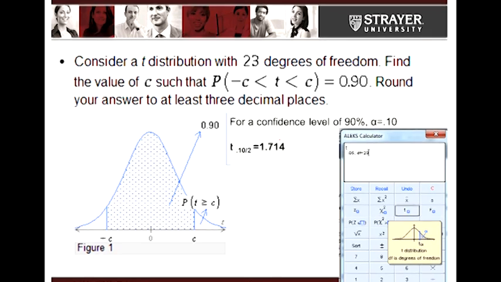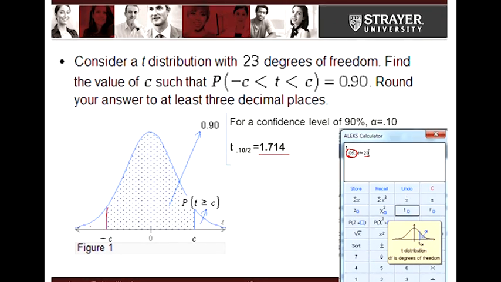Okay. So this is the other half of that same problem. Consider a t-distribution with 23 degrees of freedom. Find the value of c such that the probability of between negative c and positive c is 0.90. This is essentially a confidence interval. So they're asking you to find essentially the confidence interval for a 90% confidence level. Because that's what the concept of a confidence interval is. So here's 0.90 in the middle. So alpha is 0.10, so t of 0.10 over 2 is t of 0.05. And then your degrees of freedom, it gives you a place to put it right into the calculator. So t of 0.05 with 23 degrees of freedom is 1.714. So that is c.